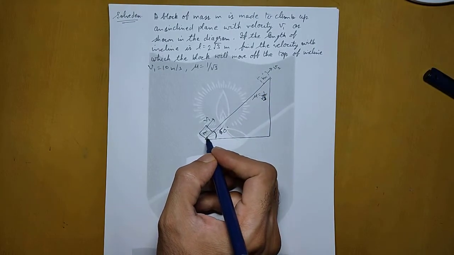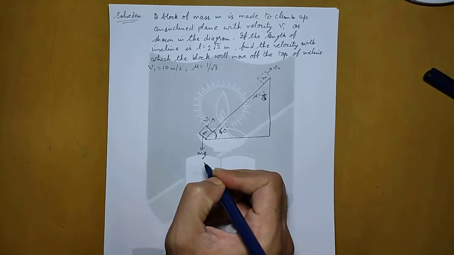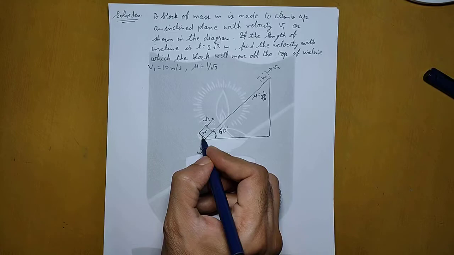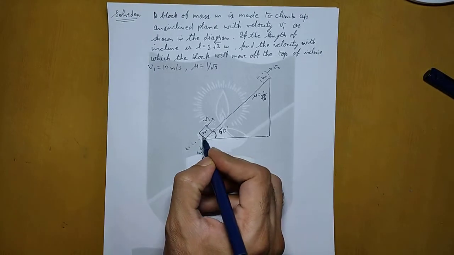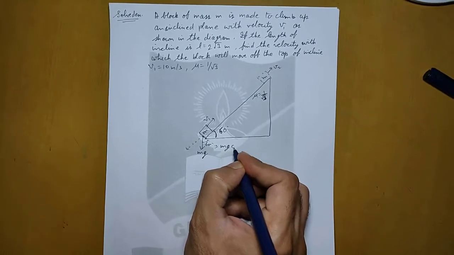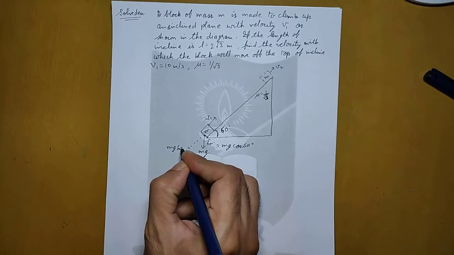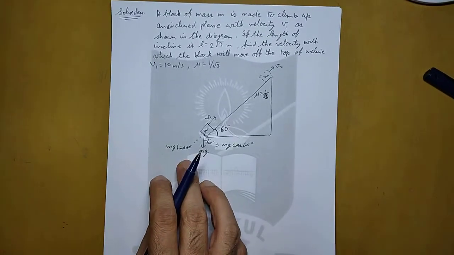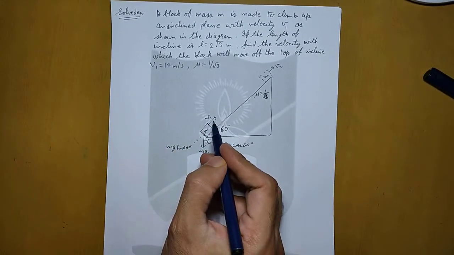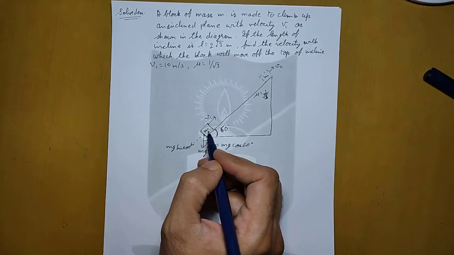Now we know that the mg of the block will be in this direction, so it will have two components, one in this direction and one like this at an angle of 60 degrees. So this will be equal to mg cos 60 and this component will be mg sin 60. This component mg sin 60 is in the opposite direction, so it will add to the retardation of the block.